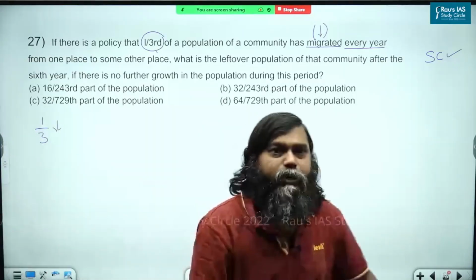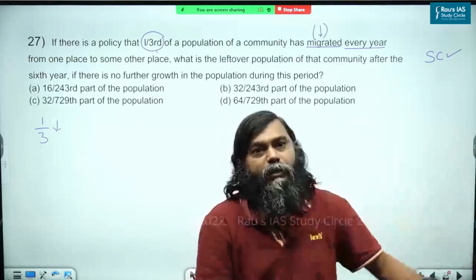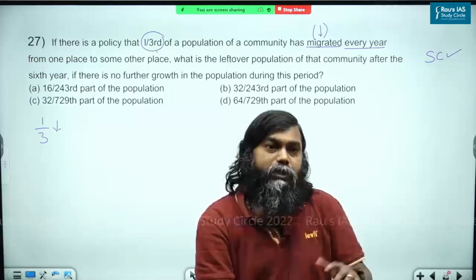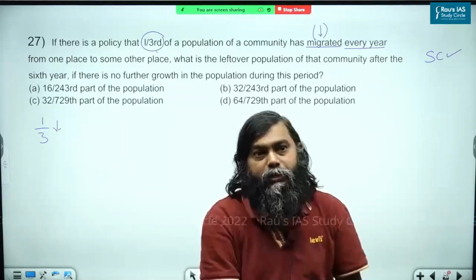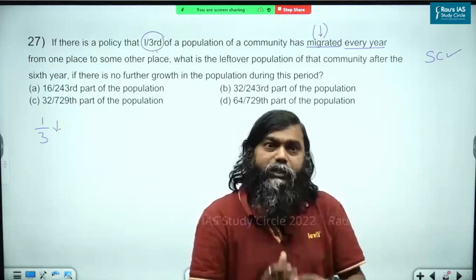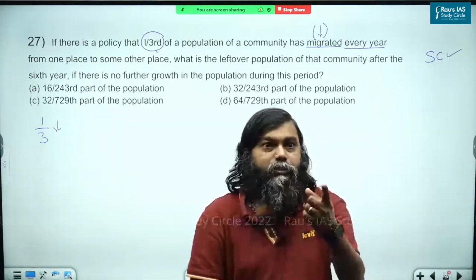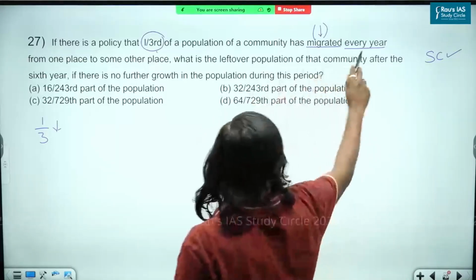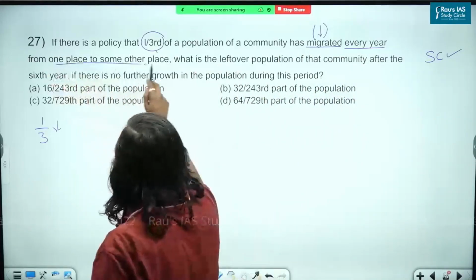For example, from Delhi, somebody is migrating to another area. So, in Delhi, the population keeps on decreasing. But if a newborn baby is there, or somebody migrated to Delhi, then we cannot say the same value of population is decreasing. That is why the statement uses the words: they are migrating from one place to another place.